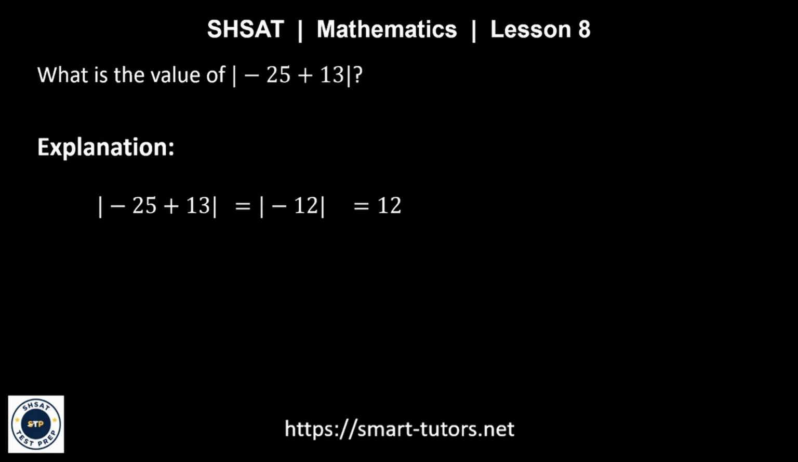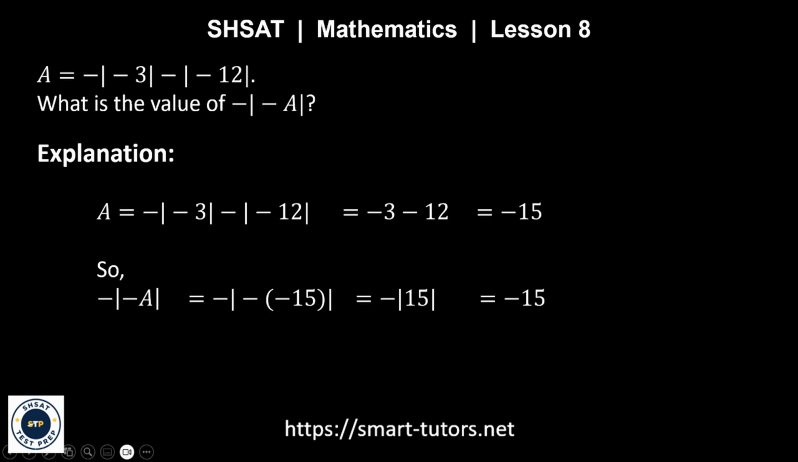What is the value of the absolute value of negative 25 plus 13? So simple thing, inside the absolute value you would operate it as it is. So if you compute negative 25 plus 13, you would get negative 12. But because it's in the absolute value, the answer comes out to be a positive 12. So the answer is just 12.